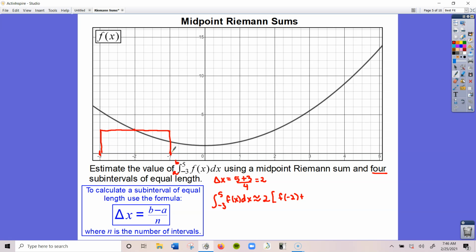My second rectangle will be from -1 to 1, and my midpoint between -1 and 1 is 0. So the next function value that I would add is f of 0. Now my next rectangle from 1 to 3, my midpoint is 2. So we would use f of 2 for the height.